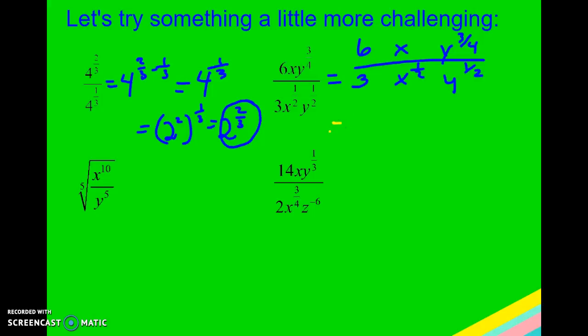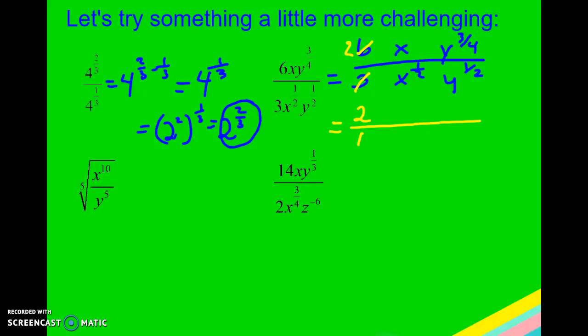So first, I have 6 over 3. Well, they both divide by 3. So that gives me plain old 2. There is a 1 in the denominator, which you can write, or being 1, it's not going to have much significance. But if it makes it easier for you to write it, then write it.